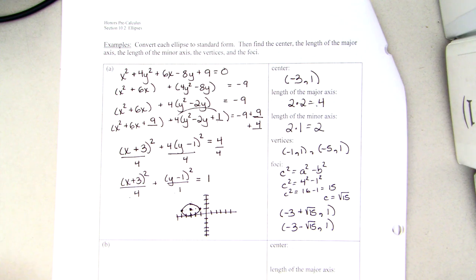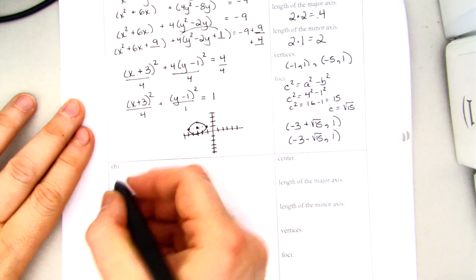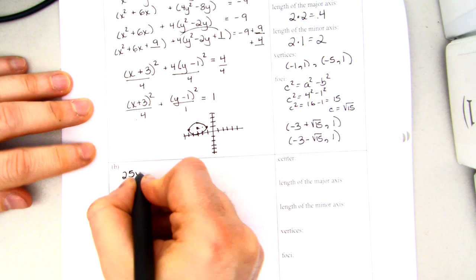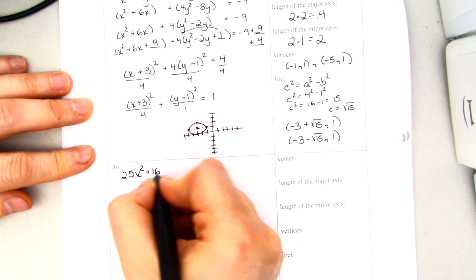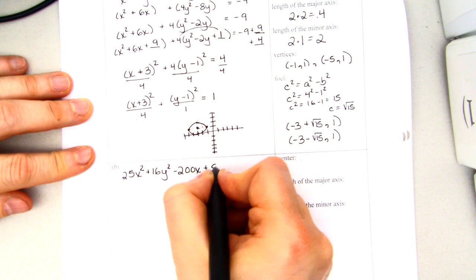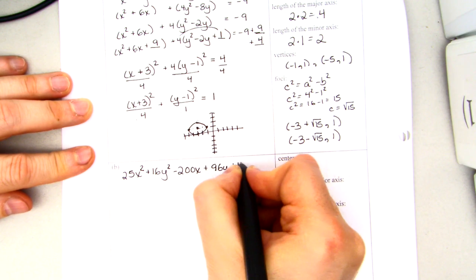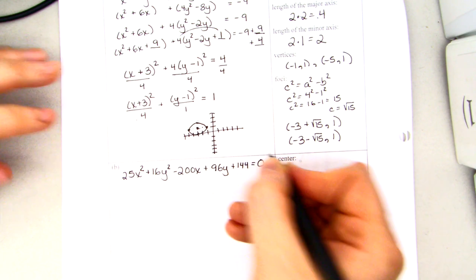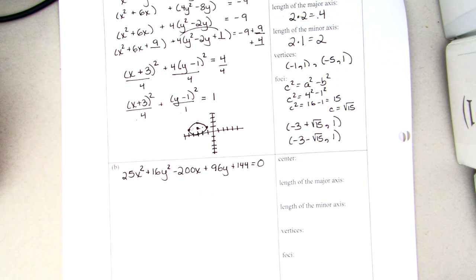Let's do one more of these. Let's look at the ellipse 25x squared plus 16y squared minus 200x plus 96y plus 144 equals 0. Group your x's, group your y's, move your constant to the other side, and then factor out the value before the x squared and the y squared. Pause and see if you can deal with that.